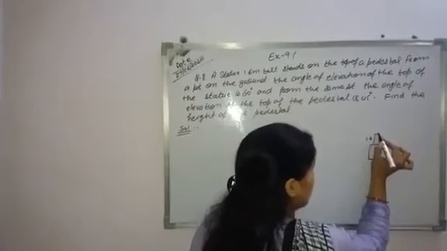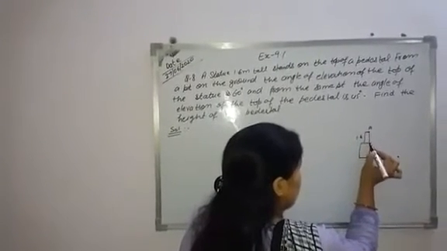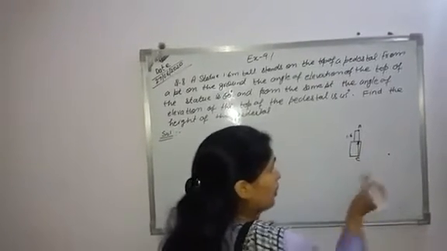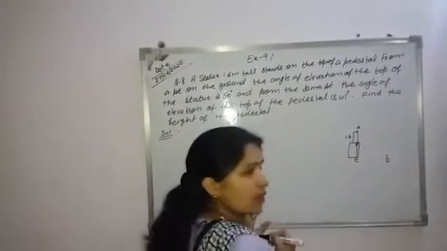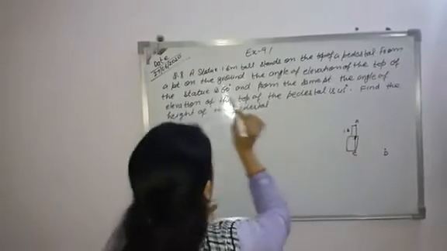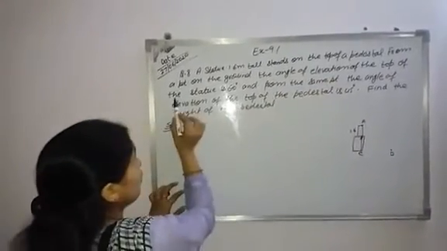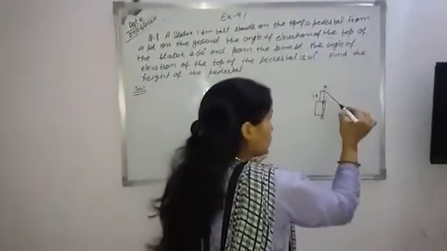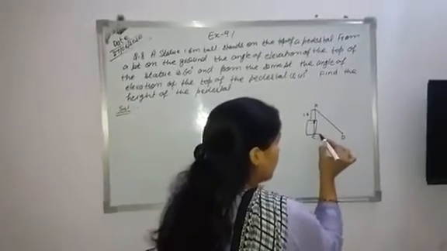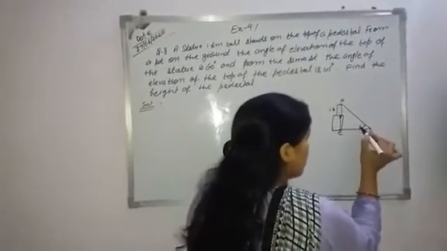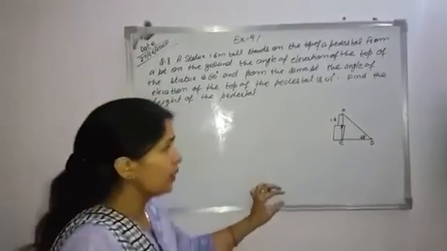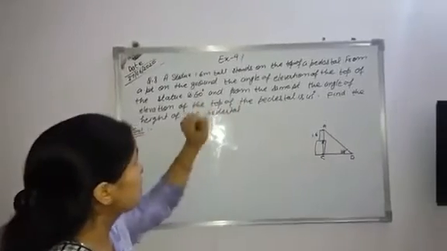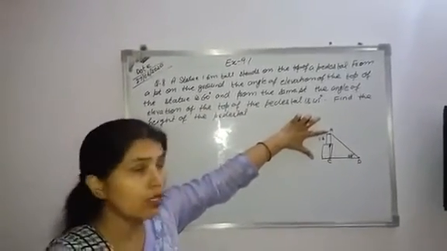This is the top. Suppose this point is A point, this point is B point, and next one is C point, and a point on the ground is D point. Now, the angle of elevation of the top of the statue is 60 degree. This is the angle of elevation, and this angle is equal to 60 degree. Is it clear? According to the given condition, angle of elevation is 60 degree from the top of the statue.